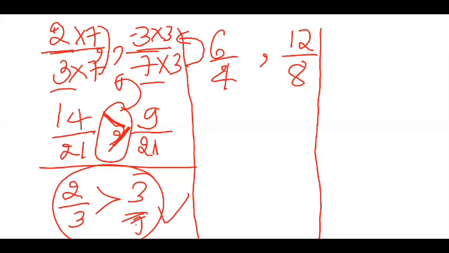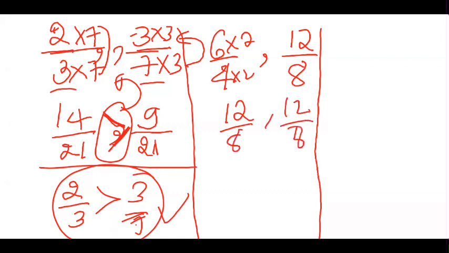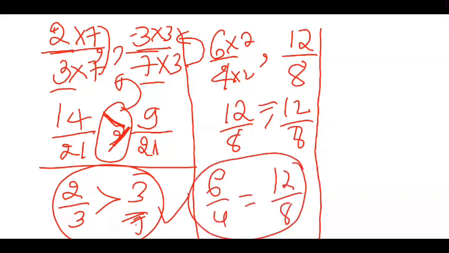Excellent. Then we put 2, which is 8, and then 6 times 2 is 12, and then 12 over 8, and it's equal. Excellent. So you can write 6 over 4 is equal to 12 over 8 in the question. Whatever question they have given, you write 6 over 4 is equal to 12 over 8, because this and this are equal actually.